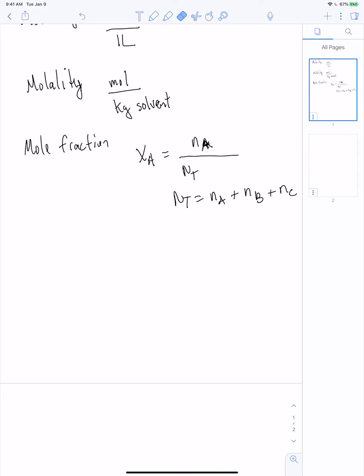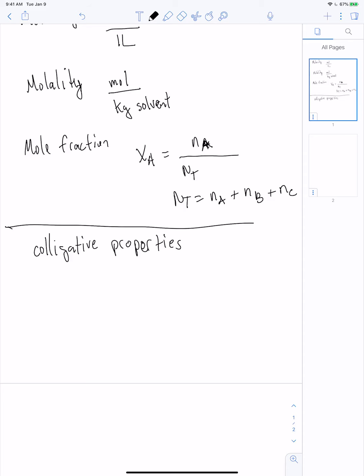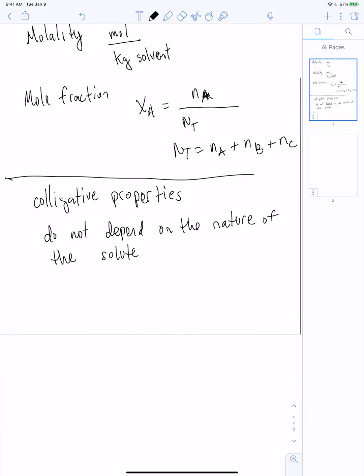So colligative properties. The interesting thing about them, which almost makes them not feel super chemical, is that because we don't actually worry about the bonds, they do not depend on the nature of the solute. This is the most important feature of them.